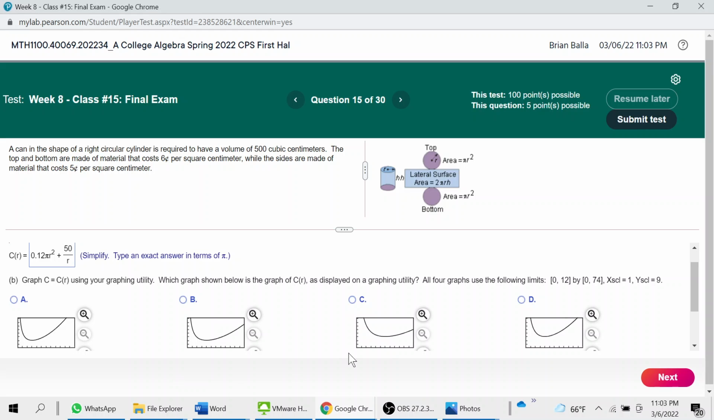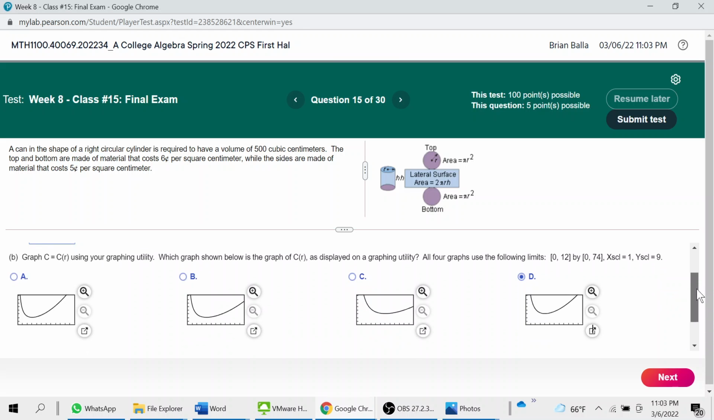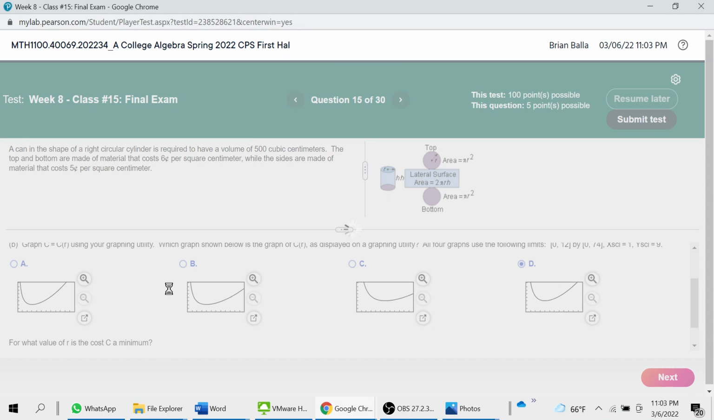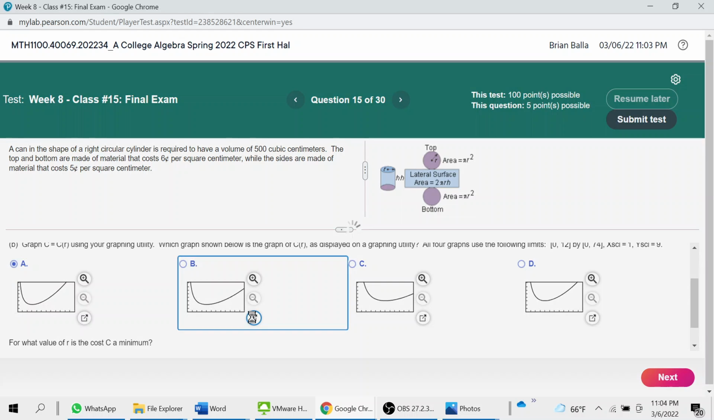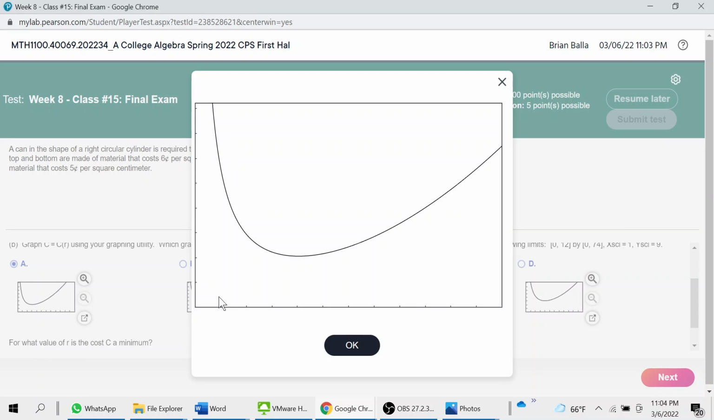Which one is it? Let me check here. 1, 2, 3. This one does look correct. I'm going to select this for now and check this one now. 1, 2, 3. Actually, this looks even more correct. Yeah, this looks more correct. Oh, jeez, the graphs look so similar.